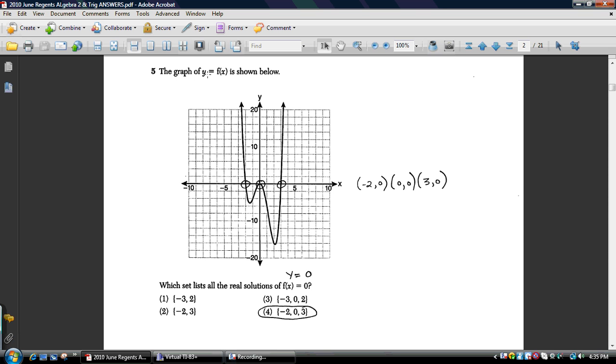So where is y equals f of x? Basically, y equals f of x. And so you could sub a y in right here. Where is y equal to 0? Well, it's equal to 0 when x is -2, 0, and 3. That's it. Right there.